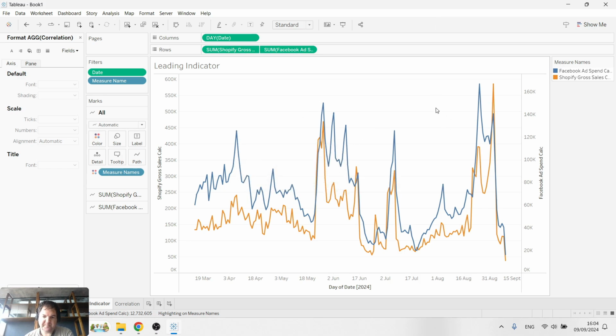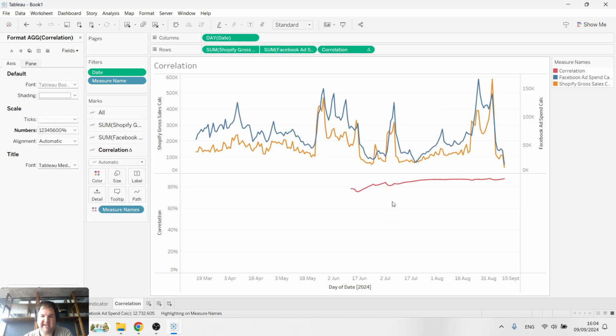So it's useful as an analyst to understand what the leading indicators are, what the leading metrics are that we can look at to determine how other higher priority KPIs might perform. So in the case of a Shopify business, advertising is going to be a very, very strong leading indicator.